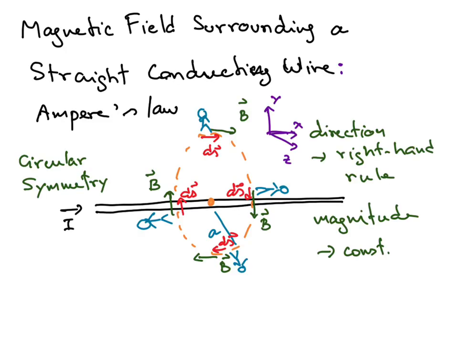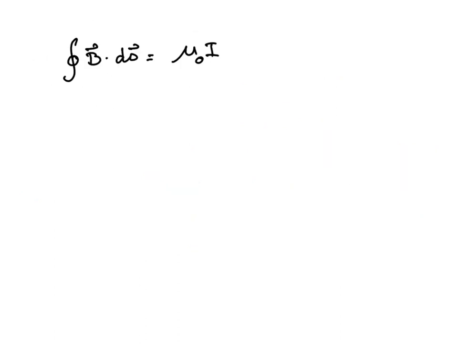But we know that B and ds are parallel, right? You can see that B and ds point in the same direction. So we will have that B dot ds is equal to B ds, right? Because if two vectors are parallel, the dot product is equal to the product of their magnitudes. So we have that this integral becomes the integral of B ds, right?